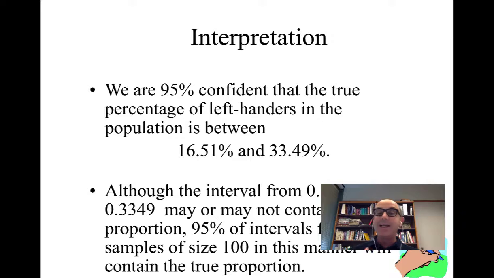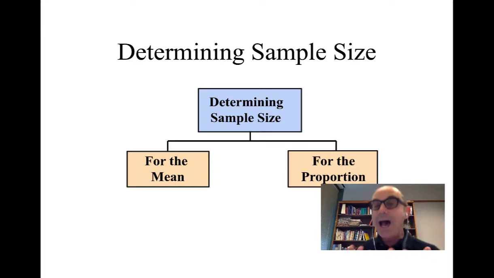those proportions, 16.51% and 33.49%. Although the interval from 0.165 to 0.3349 may, and I repeat, may or may not contain the true proportion, the 95% interval comes from the sample in that manner. So, how do we determine the sample size?